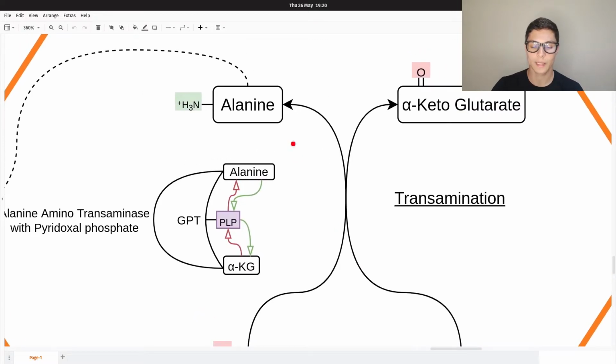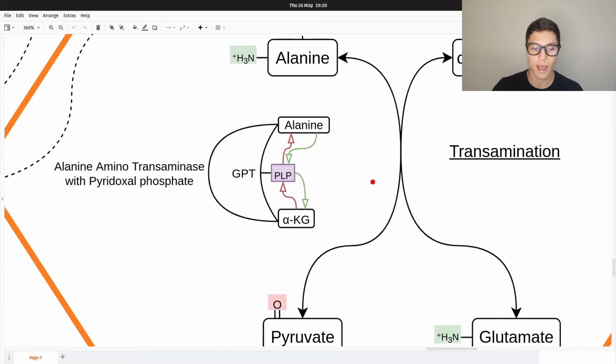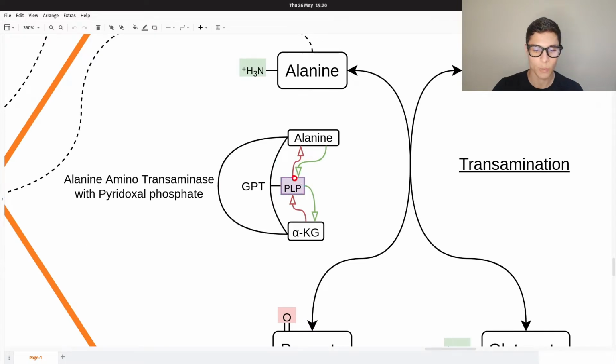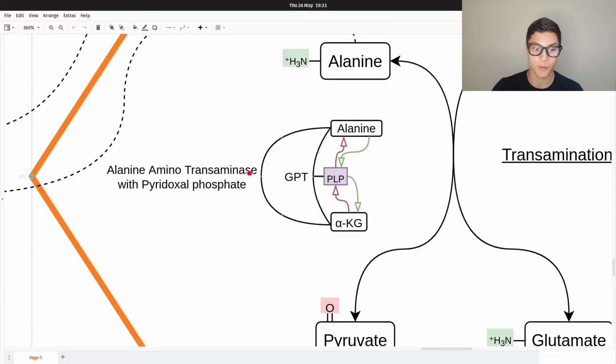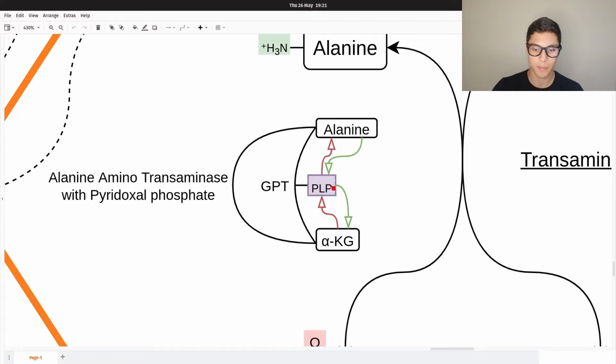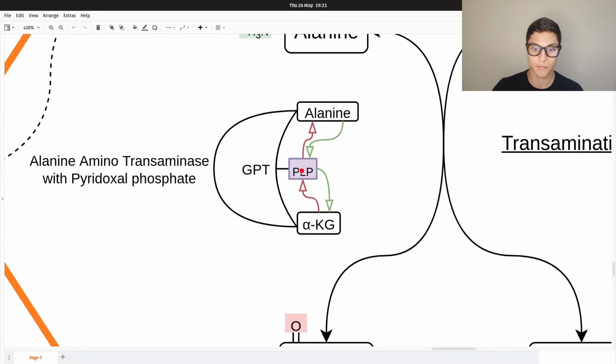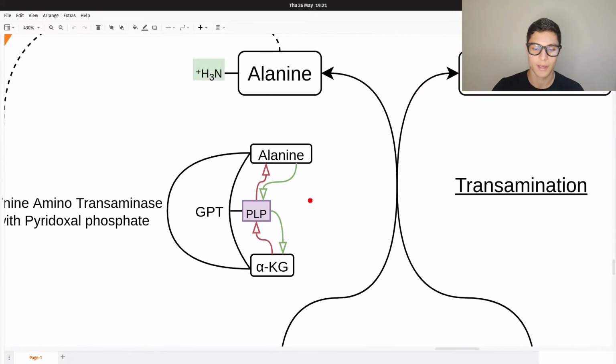So to catalyze this process, to make it faster, we have, of course, an enzyme. We have the GPT enzyme, which stands for glutamate pyruvate transaminase, and the same enzyme can be called alanine aminotransferase. So we need the pyridoxal phosphate. Pyridoxal phosphate is the active form of vitamin B6. If you don't know what this is, check my video on vitamins in the nutrient description series.